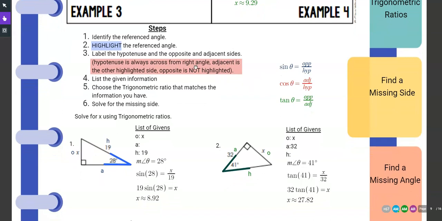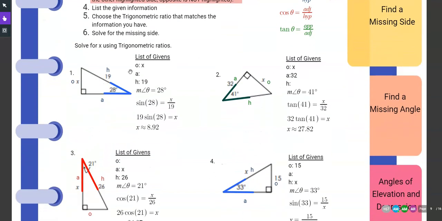Here's our step. First, we identify the referenced angle. We highlight the referenced angle. And then we're going to label the hypotenuse and the adjacent and opposite sides. Note, the hypotenuse is always across from the right angle. Adjacent is the other highlighted side. Opposite is not highlighted. And we make a list of our givens.